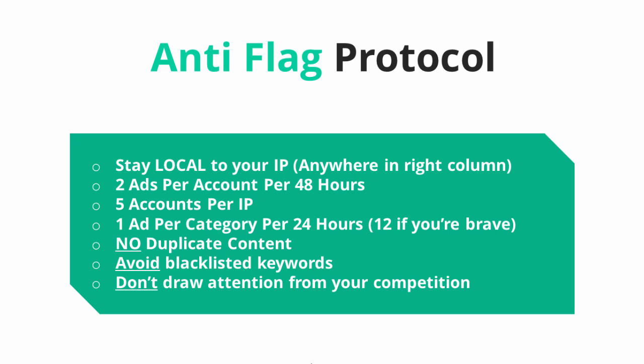All right. Now, the next thing is like I just told you, 1 ad per category. That should actually say 48 hours, not 24 hours. I do 24 hours, but you can also go down to 12 hours if you're really brave. We're going to be talking about that in a little bit. Craigslist doesn't want you posting more than once every 48 hours per category.